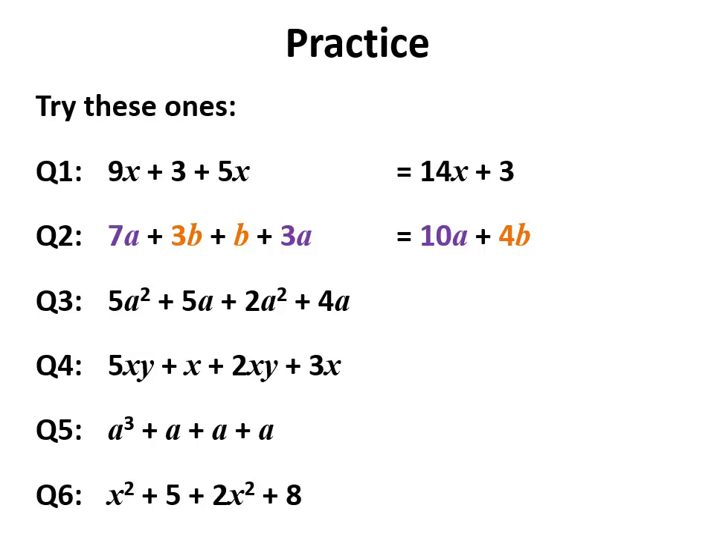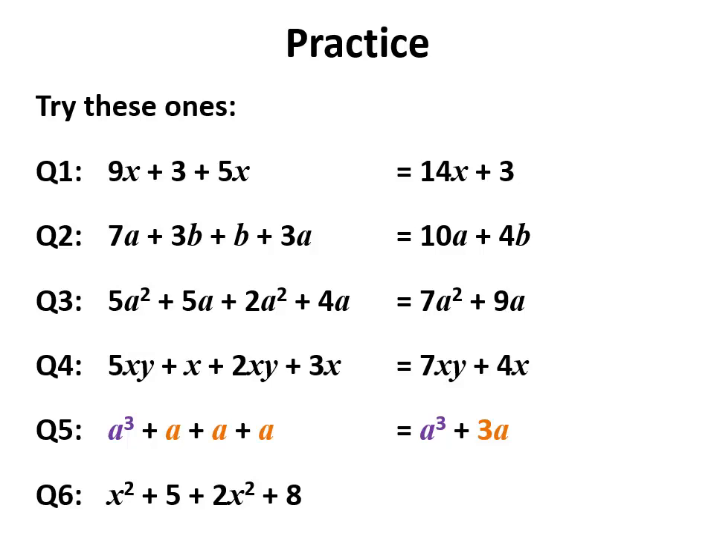The next, identify a squareds and a's. There are 7 a squareds and 9 a's. Question 4, we add the xy's and we add the x's. Question 5, there's an a cubed and 3 single a's. So we have an a cubed, which is entirely different from the a's, and we have 3 of the a's. 1a plus 1a plus 1a is 3a.